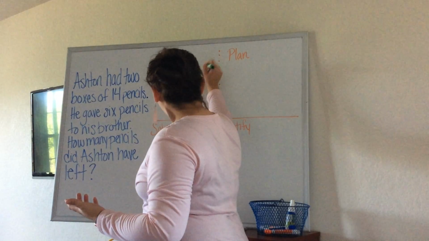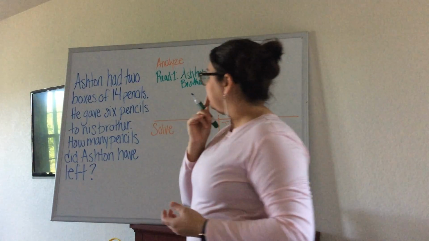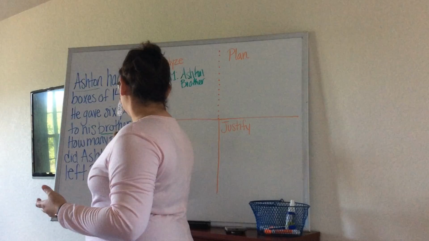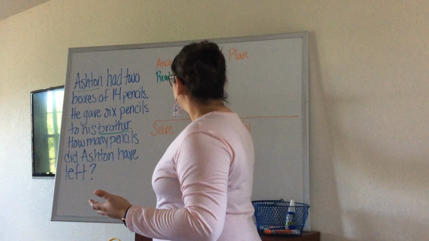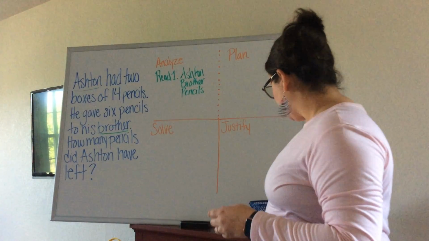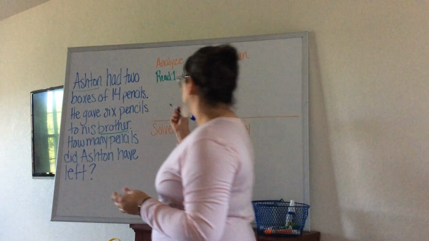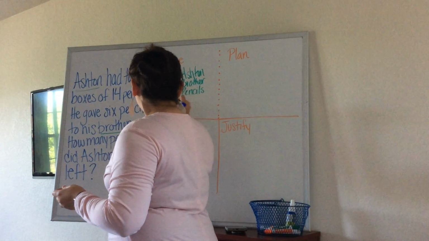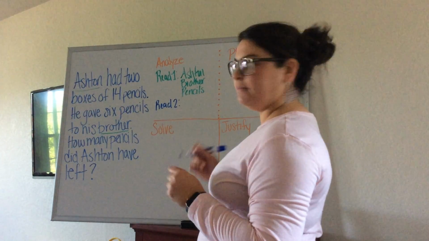And we know Ashton has a brother. Let's see, what else? We know there was Ashton. We know there was his brother. And another thing was, they had something to do with pencils. So, after we complete our first read, then we read it again, and this time we're going to look for the math facts. So when we read it the second time, we're going to write down any math facts we know. So it says, Ashton had 2 boxes of 14 pencils.